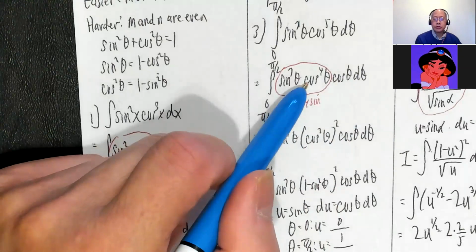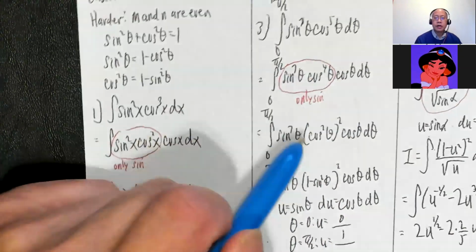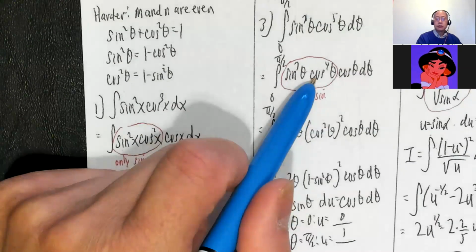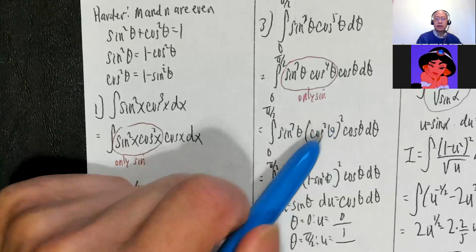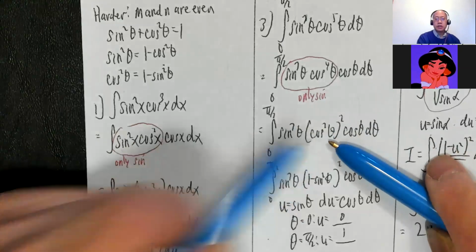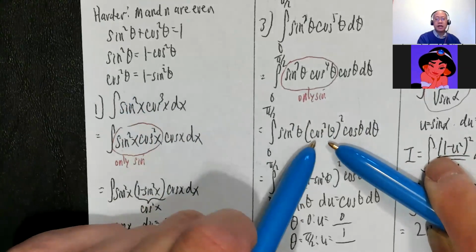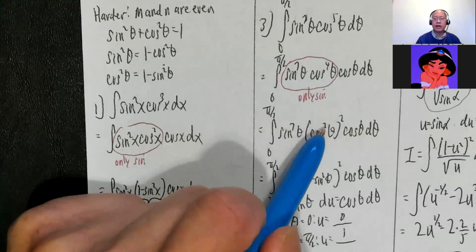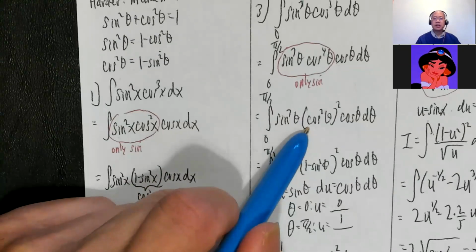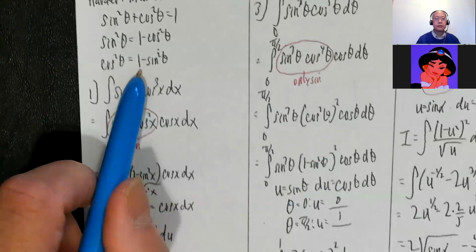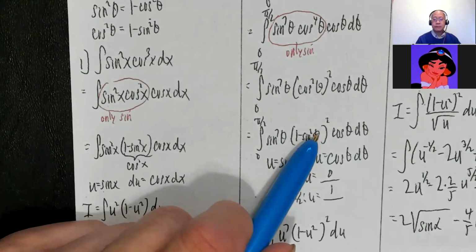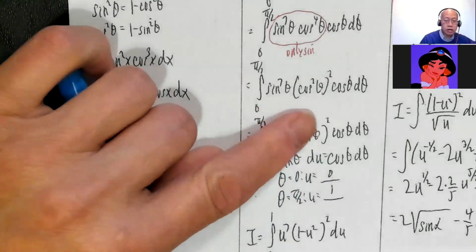I have cosine to the fourth. Well, cosine to the fourth is cosine squared, squared, right? Cosine to the fourth theta is cosine squared theta, squared. And now I change cosine squared into one minus sine squared theta. So this is gonna be kind of messy, but it still works. So I have sine to the seventh, cosine squared squared, and now change cosine squared to one minus sine squared theta, quantity squared.